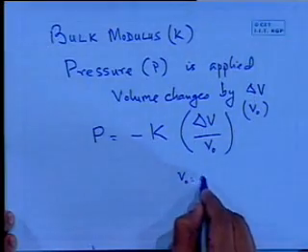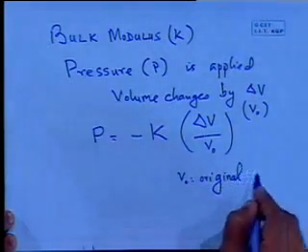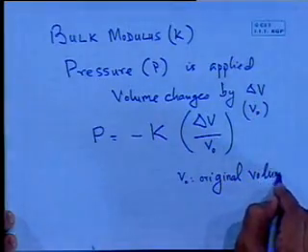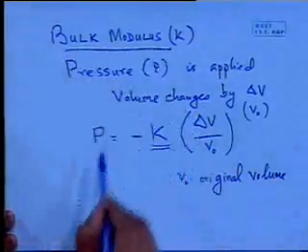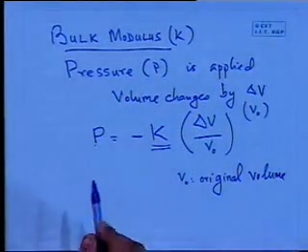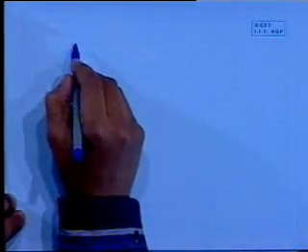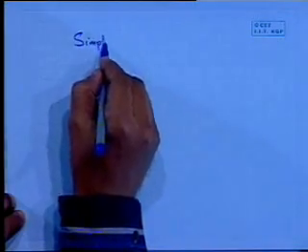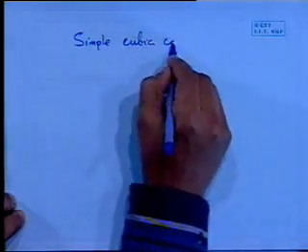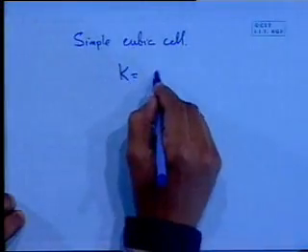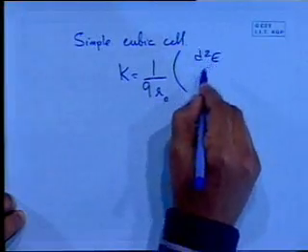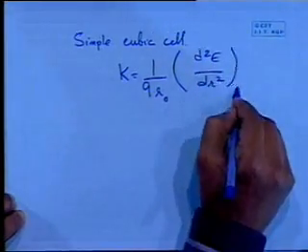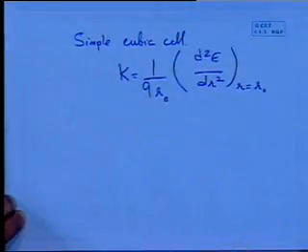V naught is my original volume. Delta V is the change in volume. K is this bulk modulus that I'm talking about. And P is the applied pressure. The actual expression for K will depend on the particular kind of structure we are talking about. But for a simple cubic cell, we can write K is equal to 1 by 9 R naught d2E by dr square at R is equal to R naught.